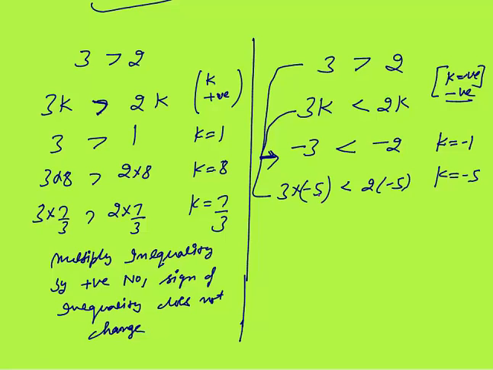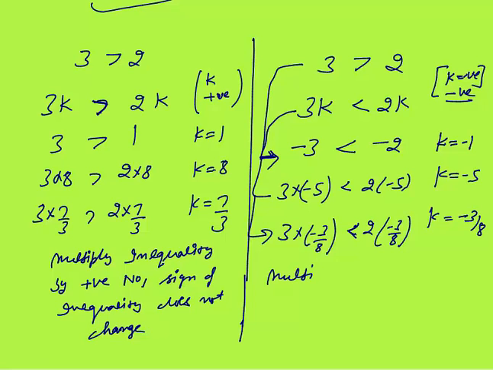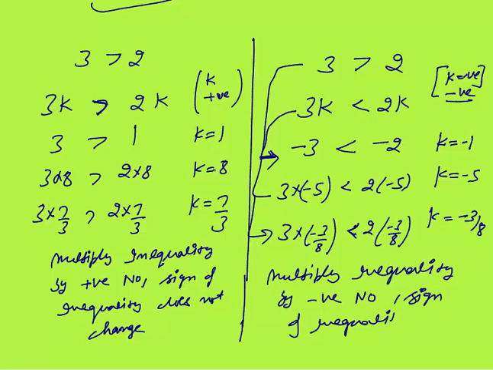So if you multiply an inequality by a negative number, that is k, the sign of inequality will change. Even by a fraction, k is equal to minus 3 by 8. So 3 into minus 3 by 8 would be less than 2 into minus 3 by 8. Whenever you multiply an inequality by a negative number, the sign of inequality will change.